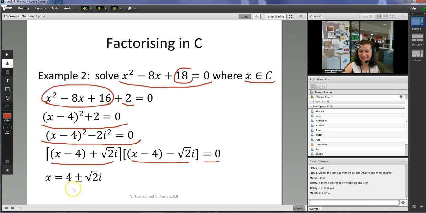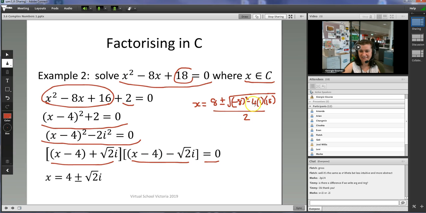x can be equal to 4 plus or minus root 2 i. You could have used the quadratic formula on this as well. If we use the quadratic formula, what would we have gotten? We would have gotten x equal to 8 plus or minus the square root of negative 8 squared minus 4 times a, which is 1, times c, which is 18, all on 2 times a, which is 2.